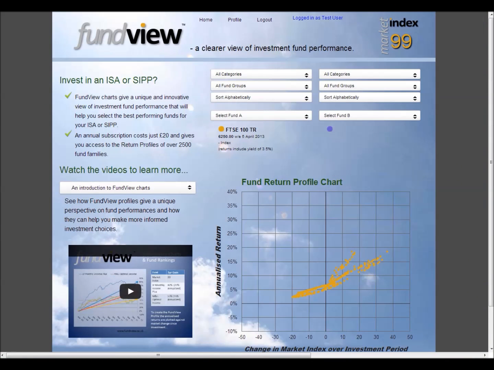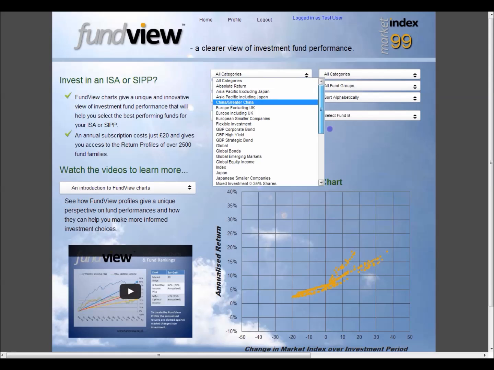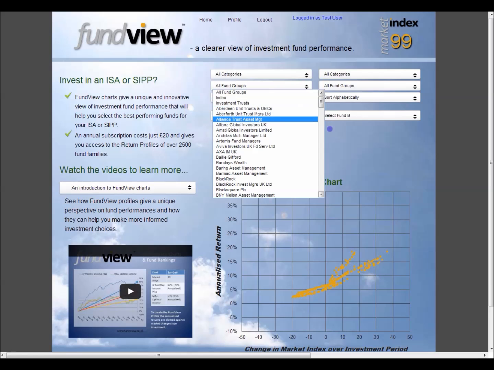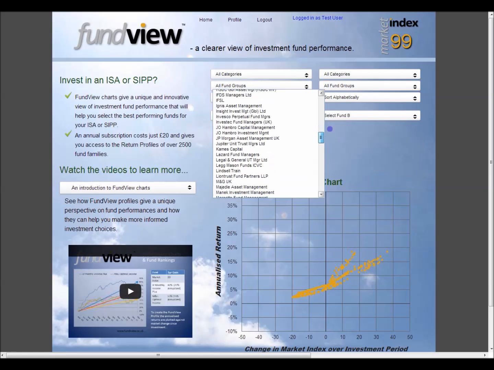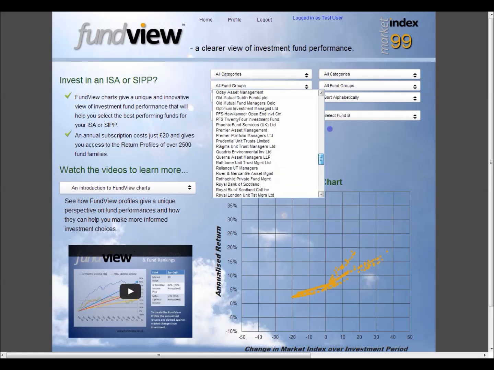Welcome to FundView.co.uk, a website that gives you a unique and radically different view of investment fund performance. We're starting this introduction by looking at a typical UK equity fund and seeing how easily you can find an alternative that has a better record of performance without compromising consistency or risk.